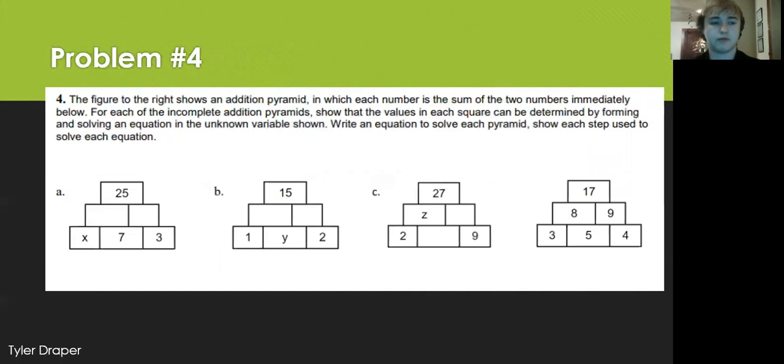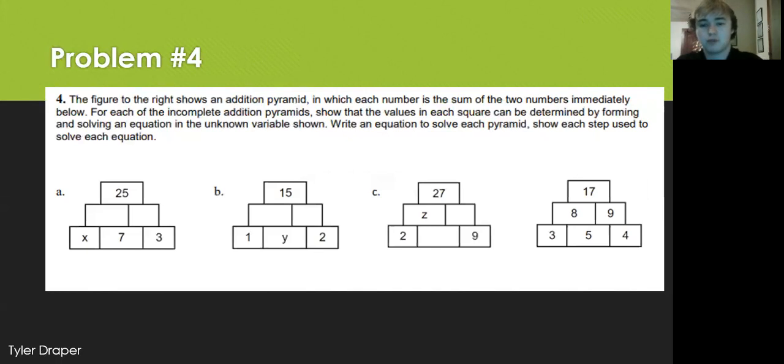Okay, problem number 4. The figure to the right shows an addition pyramid in which each number is the sum of the two numbers immediately below. For each of the incomplete addition pyramids, show what the values in each square can be determined by forming and solving an equation in the unknown variable shown. Write an equation to solve each pyramid. Show each step used to solve each equation.